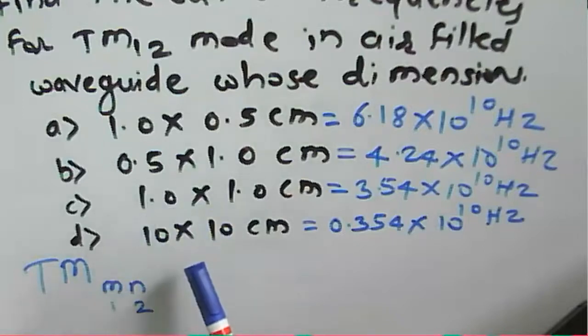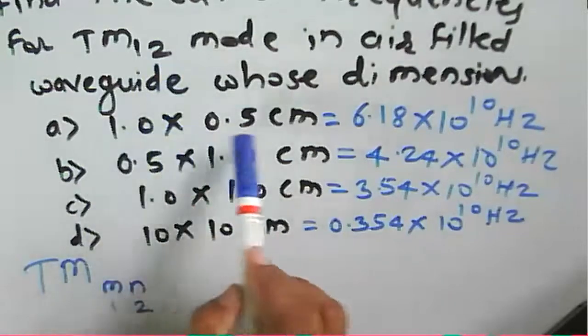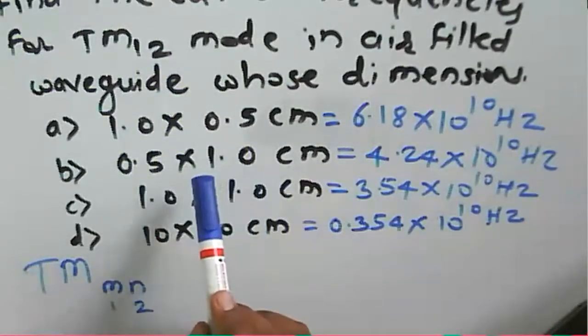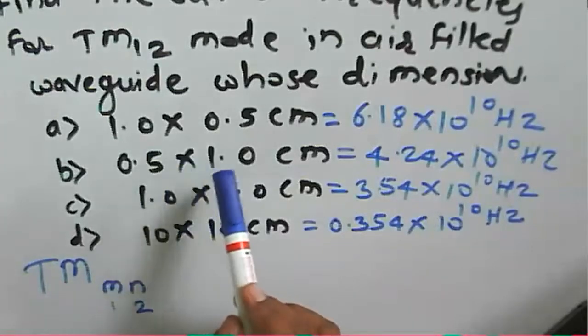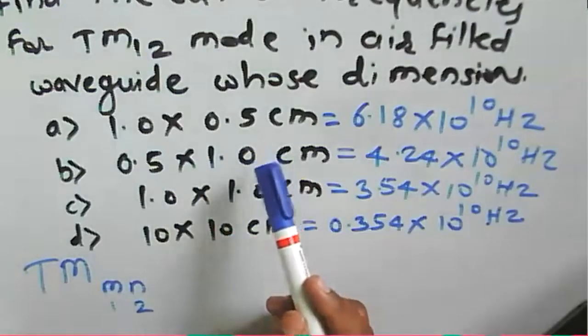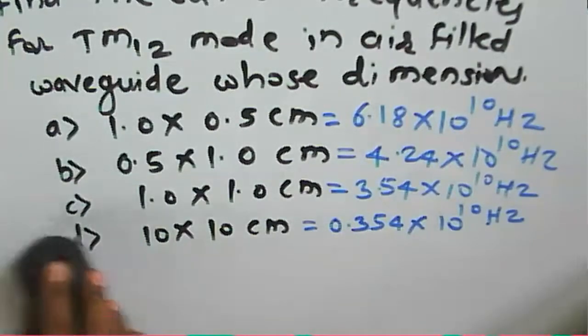Now here, if you see, we have considered only the values of M and N, that is 1 and 2, and different dimensions we have used here: 1, 0.5, 0.5, 1. From these different dimensions, we obtain the cutoff frequency. So directly we consider the values, and then we get the cutoff frequency for the TM11 mode.